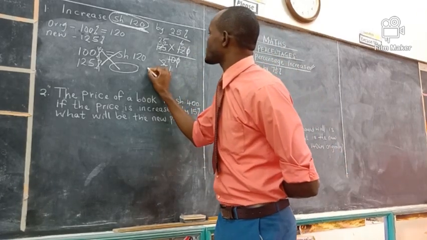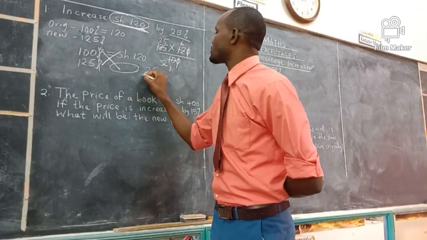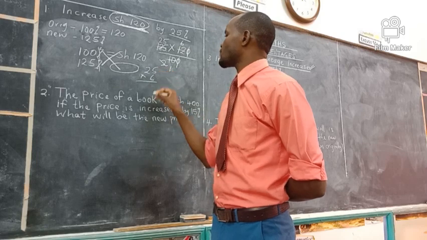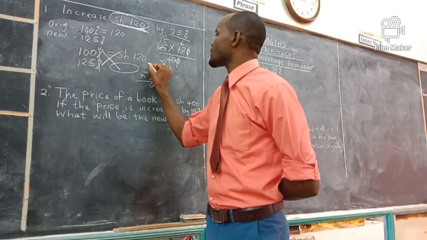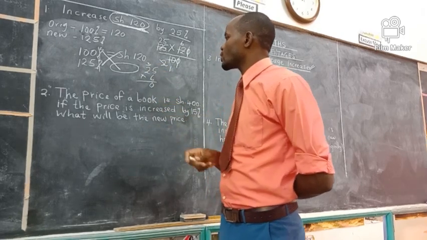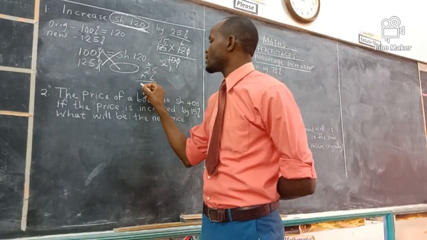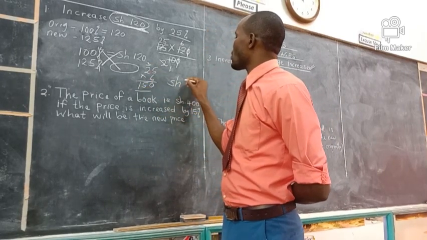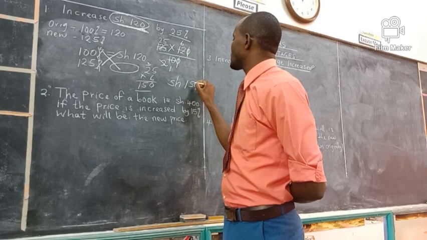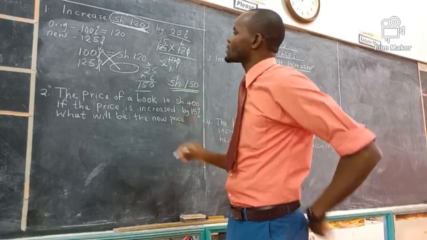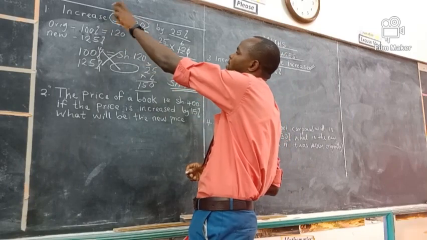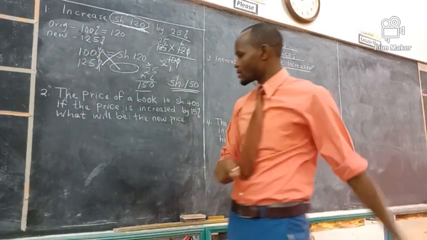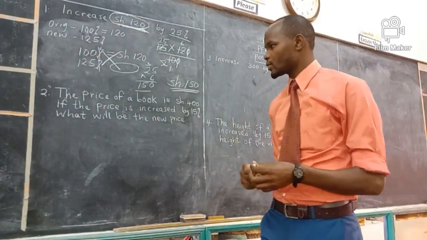For you to get the correct answer, you multiply 25 times 6. 6 times 5, you will get 30. You have 0, carry 3. 6 times 2, you will get 12 plus 3, you will get 15. So the answer becomes 150 shillings after increasing. Remember, by increasing, you're supposed to get a bigger number than 120. You can use example 2.